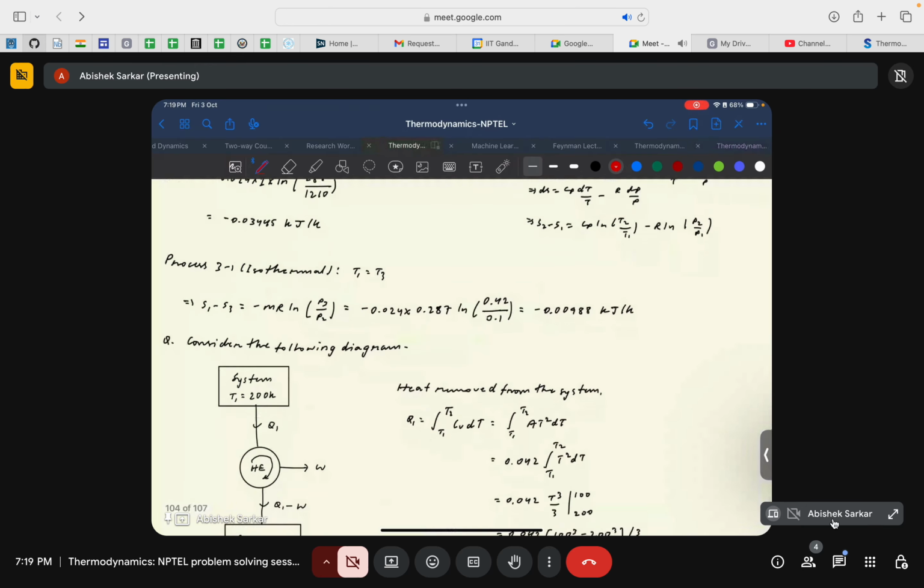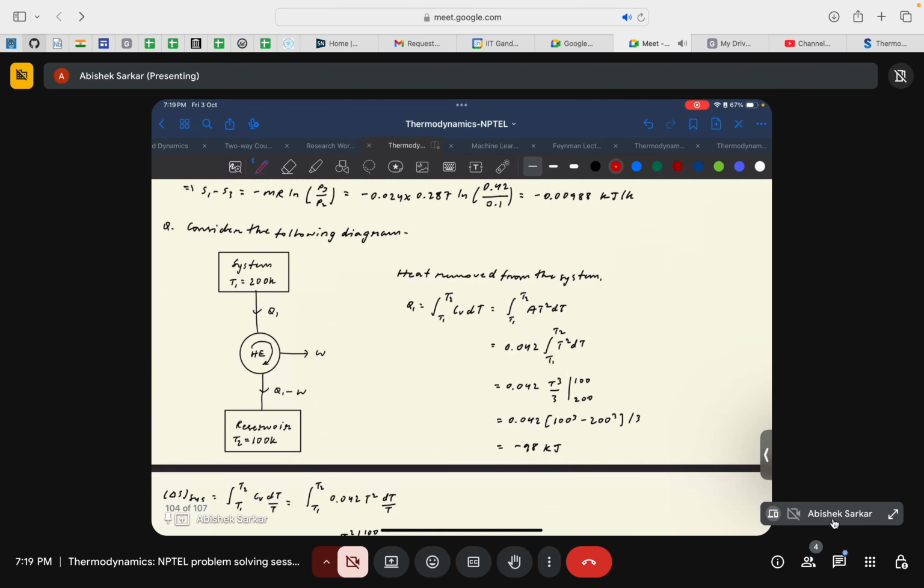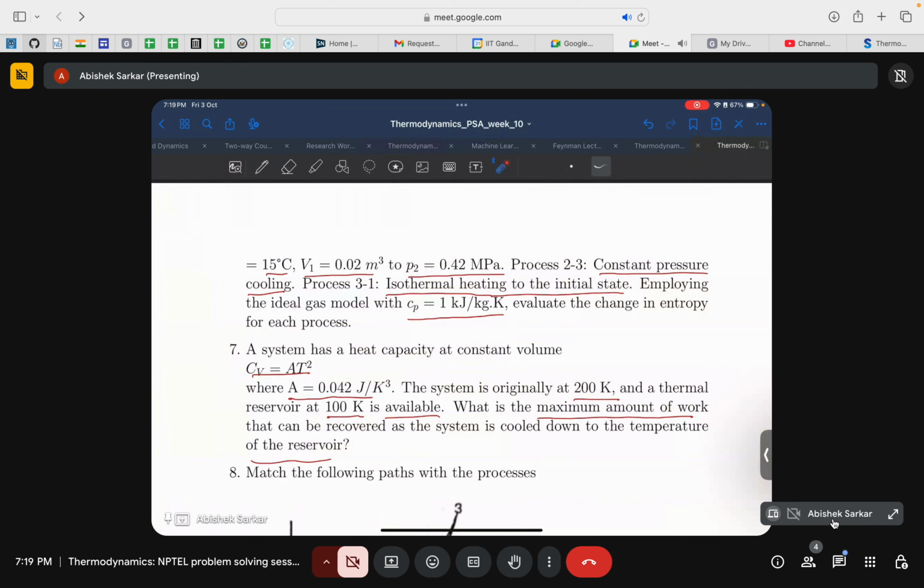Okay, it's actually a very good question. This is the schematic representation of the process, that is, a cycle operating between a source and a sink. In this case the system is at a temperature of 200 Kelvin. Going back to the question: the system is at 200 Kelvin and the thermal reservoir is at 100 Kelvin. What is the maximum amount of work that can be obtained when the system is cooled from 200 Kelvin to 100 Kelvin?